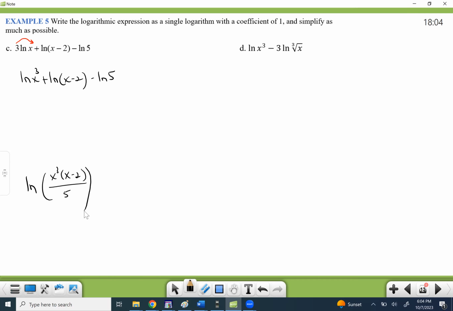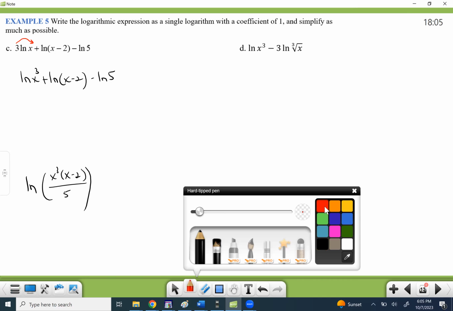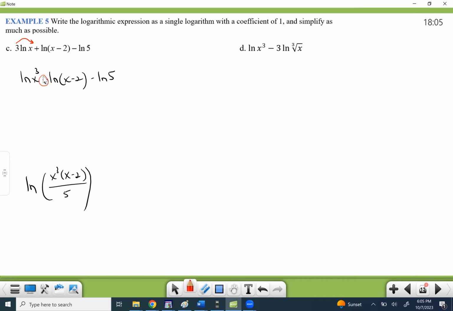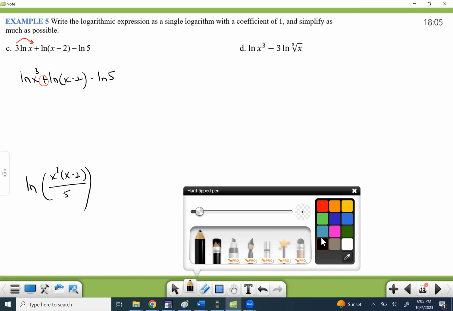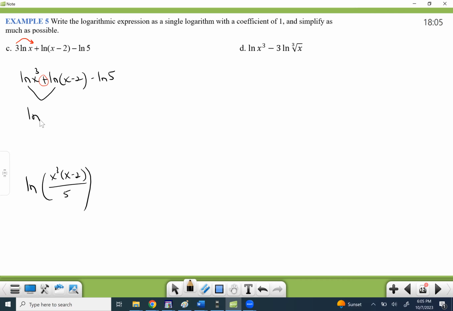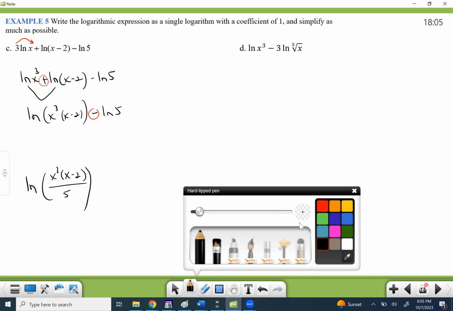So this is my claim for the final answer. But if you want to go in steps, then you could always say, okay, we know that addition is going to become multiplication. So you could turn these 2 logs into 1 log. And then you could go in and say, oh, okay, well, I know that subtraction is going to become division. And then we would end up with this answer down here.